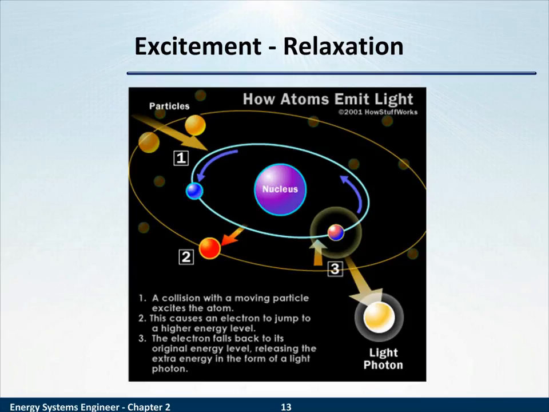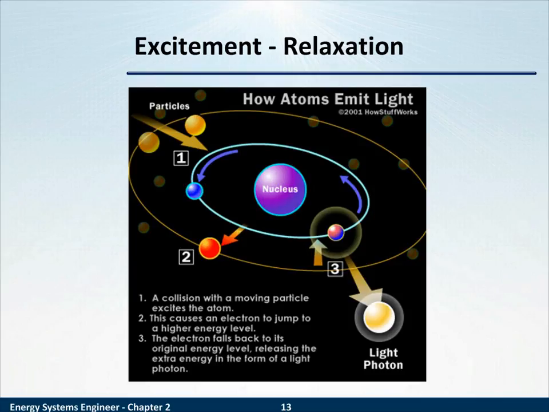Although there are differences in how the different illumination sources create light, there is a similarity, and that is that the light is created through a process shown here by the steps 1, 2, and 3. Step 1 is some particle impacts an electron that's orbiting the nucleus of this atom, imparts energy into it, and pushes that electron out to number 2, a higher electronic orbital, a higher energy level.